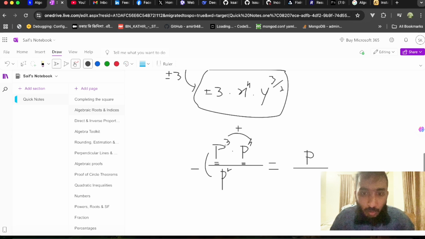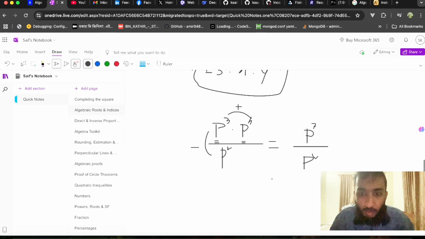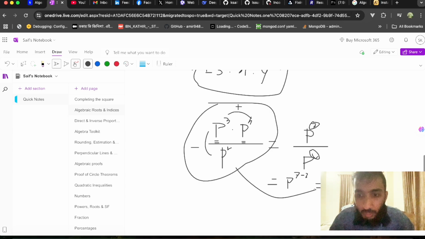There is a multiplication, so 3 and 4 will be added to get 7, and the denominator would be p square. So now I have p to the power 7 at the top and 2 at the bottom, or the numerator. So we can write the result of the simplified expression as p to the power 7 minus 2, which can also be written as p to the power 5. So this is how we can simplify this expression to this simple expression.